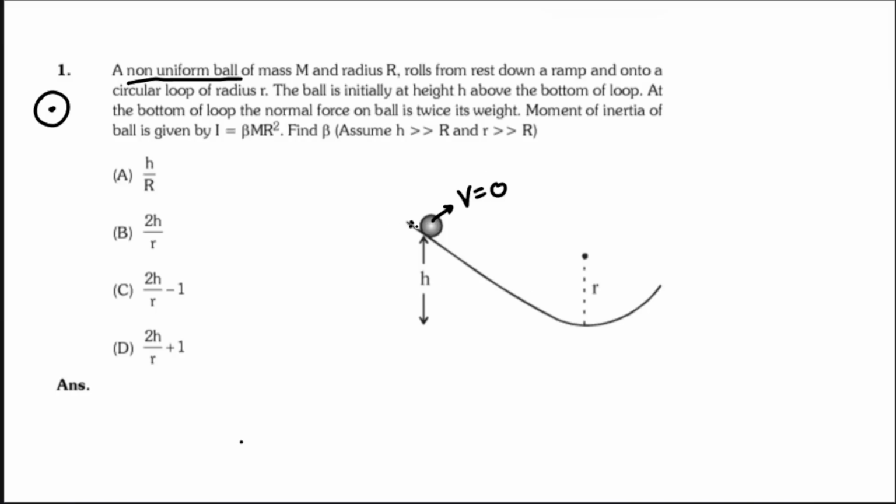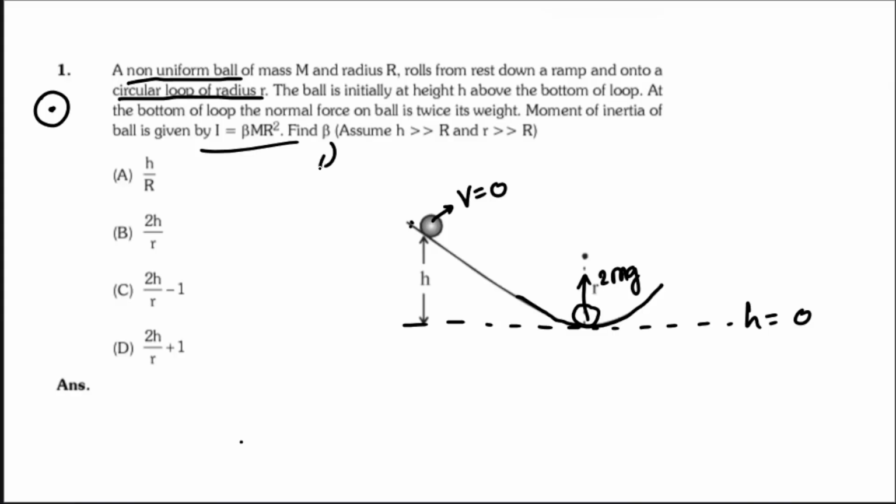So this is the ramp, this incline, and onto a circular loop of radius r. This incline is getting continued into a circular track, right, which has a radius of a small r. The ball is initially at height h above the bottom of the loop. So let's talk about this. Bottom is treated at h equal to 0. Okay, at the bottom of the loop, the normal force on the ball, if the ball is here, normal force acting is 2 mg. ठीक है, moment of inertia is given this much, we have to calculate beta.